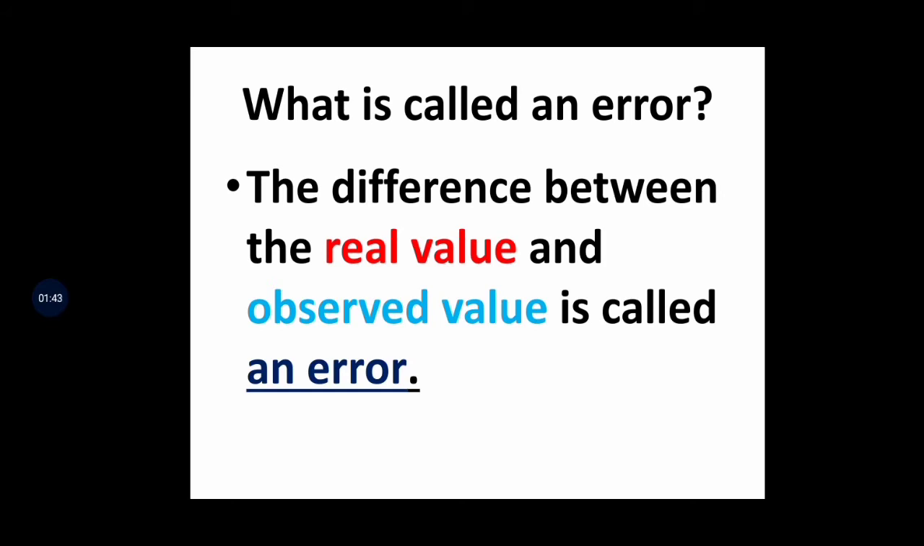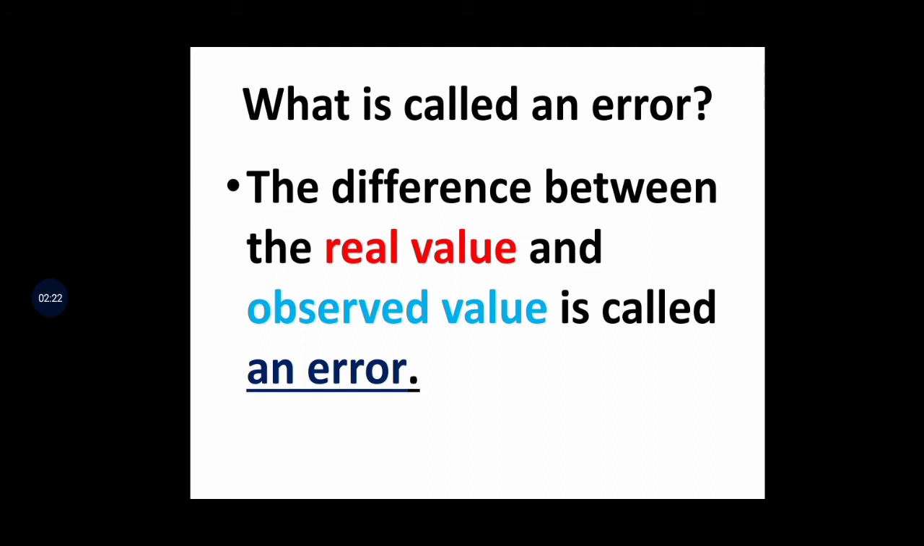In today's class, we are going to deal with some more concepts in measurements. We all know that measurement is the basis of all experiments in science and technology. The value of every measurement contains some uncertainty. These uncertainties are called errors. So, errors are common while we are experimenting. So, what is called an error? Error is the difference between the real value and the observed value.